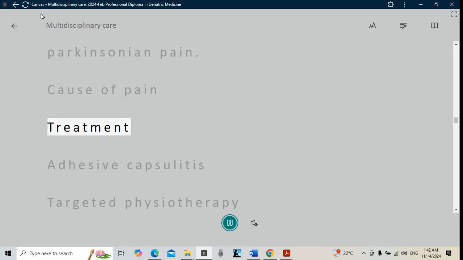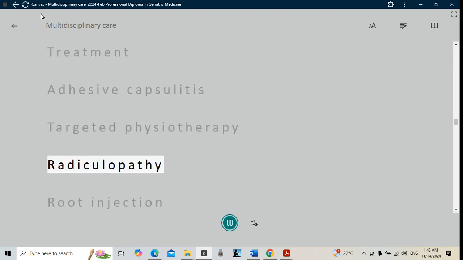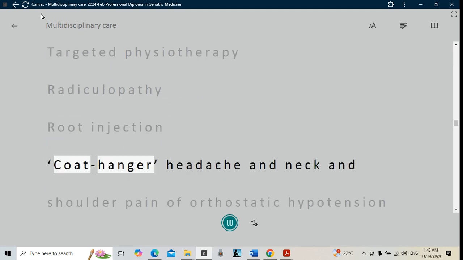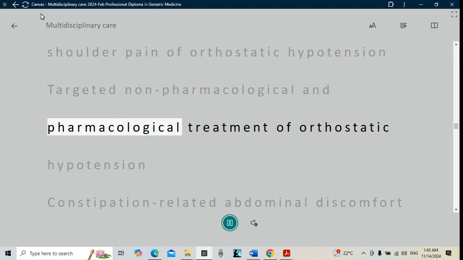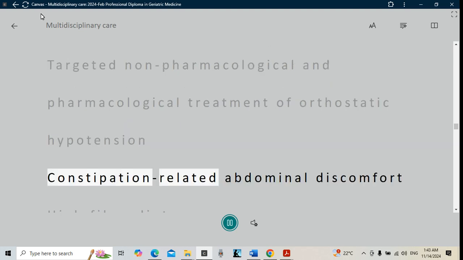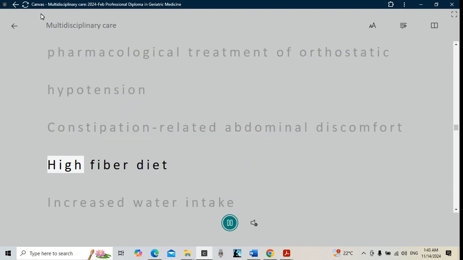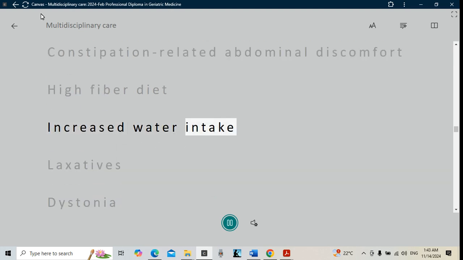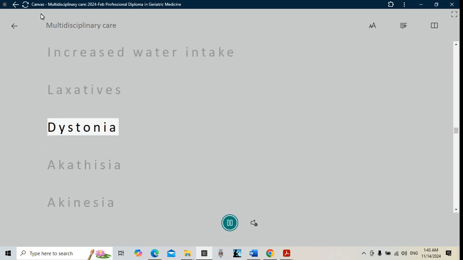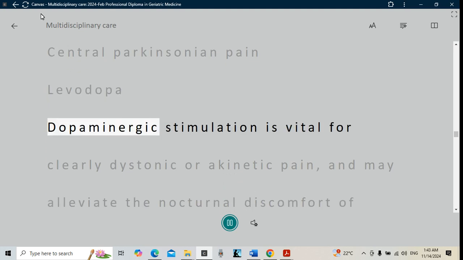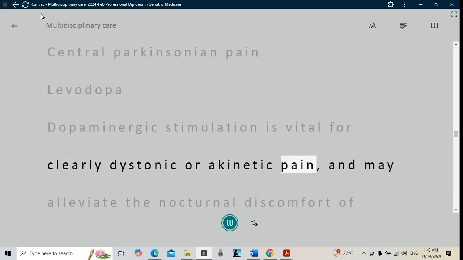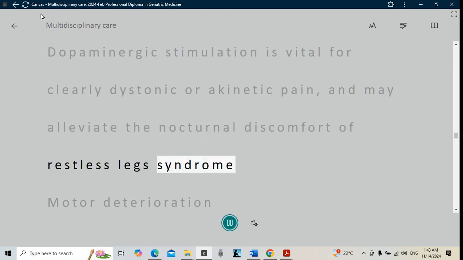Cause of pain, treatment: adhesive capsulitis, targeted physiotherapy; radiculopathy, root injection; coat hanger headache, and neck and shoulder pain of orthostatic hypotension, targeted non-pharmacological and pharmacological treatment of orthostatic hypotension; constipation-related abdominal discomfort, high-fiber diet, increased water intake, laxatives; dystonia, akathisia, akinesia, central Parkinsonian pain, levodopa. Dopaminergic stimulation is vital for clearly dystonic or akinetic pain, and may alleviate the nocturnal discomfort of restless leg syndrome.